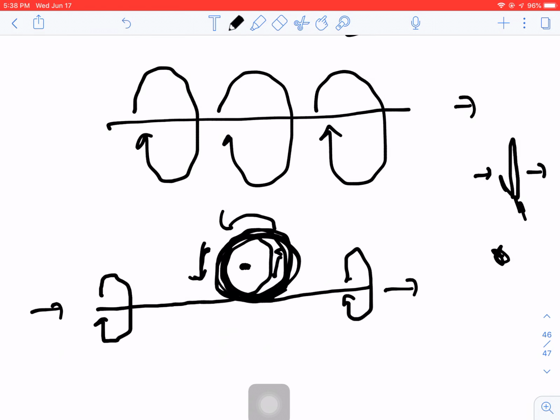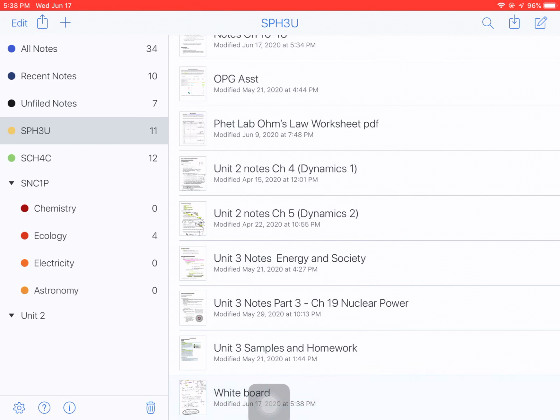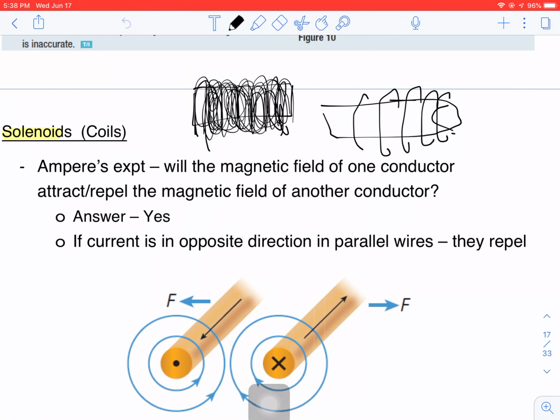It's going to ultimately generate a field based upon the direction for the conventional flow and the direction that the electrons are moving through that coil. So let's go back to the note here. And we're going to come up with a second rule here, which is called the right-hand rule for solenoids or for coils.